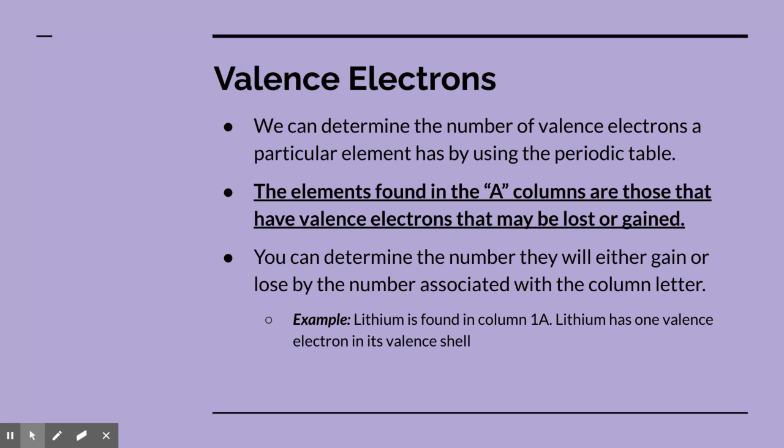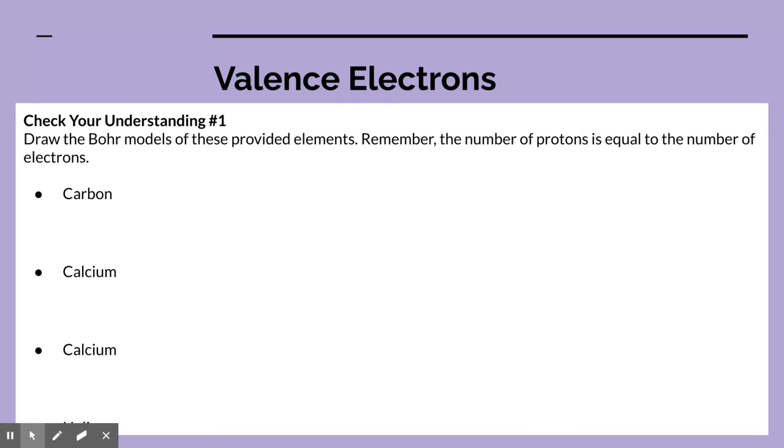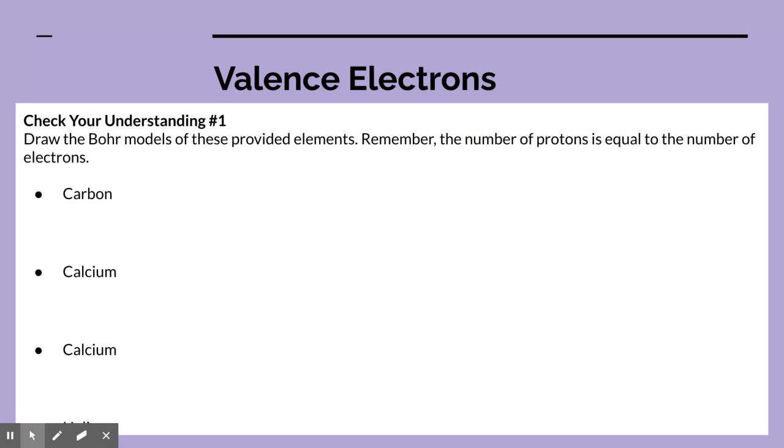That means that lithium has 1 valence electron in its valence shell. Chlorine is found in column 7A. Chlorine has 7 valence electrons in its valence shell. And that last point, that you can determine the number that they will either gain or lose, we'll get to in a second. But let's first practice this because this is still important.